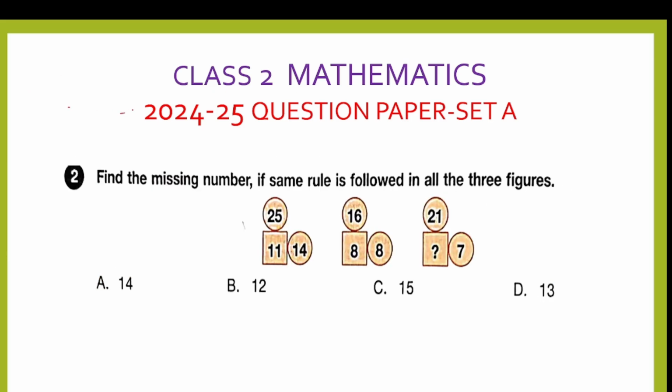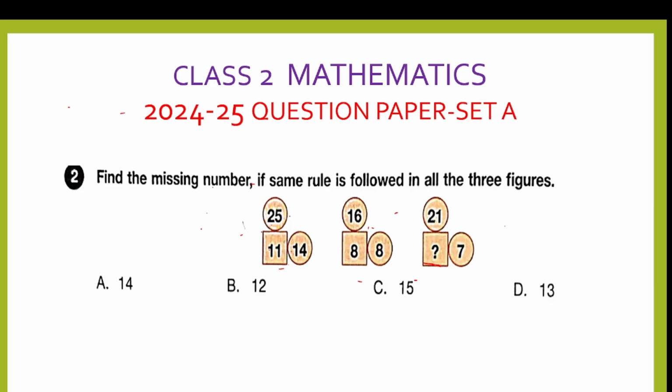Find the missing number if the same rule is followed in all the three figures. So we have given these three figures and we have to find out the missing number, that is this question mark. So if the same rule is followed in all the three figures, what we have to do? We have to observe all these three figures. So if we observe here in the first one, here is 25, 11 and 14.